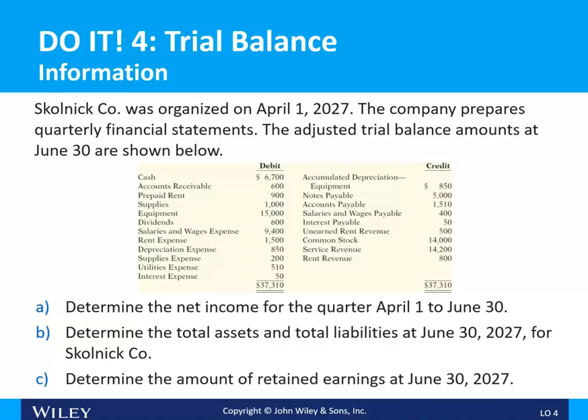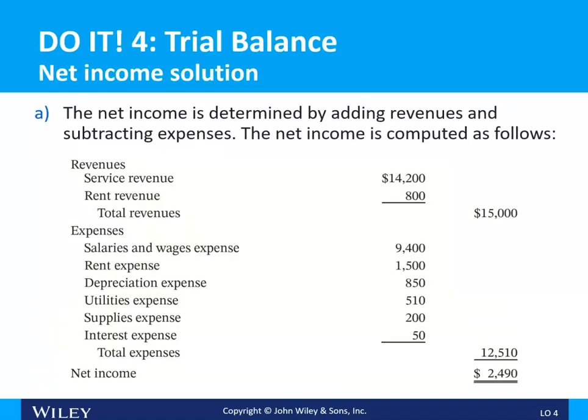What else goes on the income statement to determine net income? It's our expenses. So if we look for expenses, I see 6 expense accounts. So salaries and wages, rent, depreciation, supplies, utilities, interest. So if we create an income statement, we have our revenues, we total those up to get total revenues of $15,000. We list our expense accounts, total those up, total expenses are $12,500. Revenues minus expenses, our net income is $2,490.